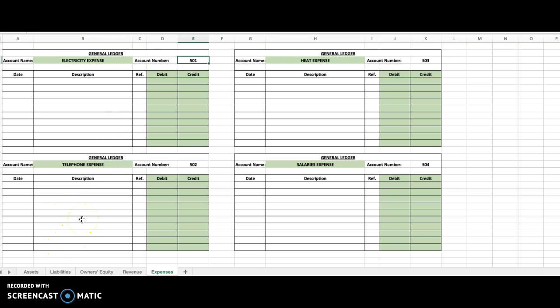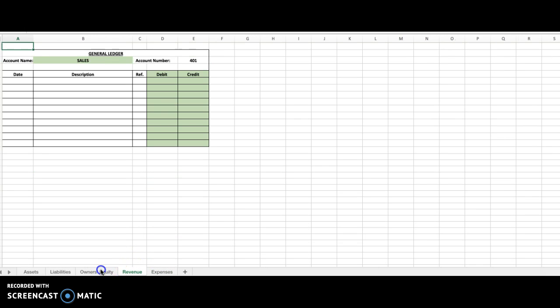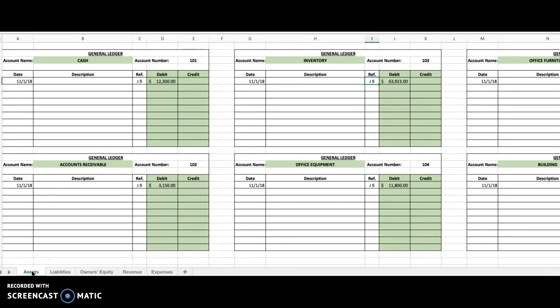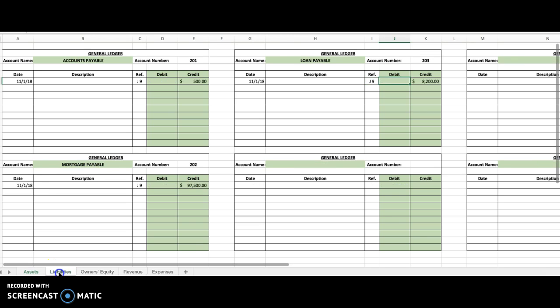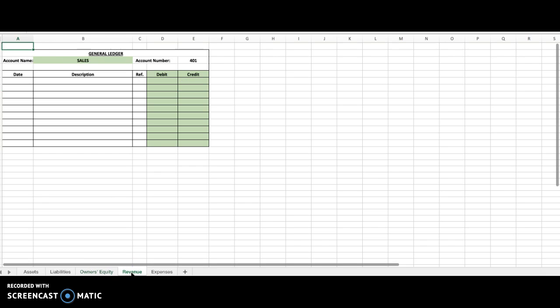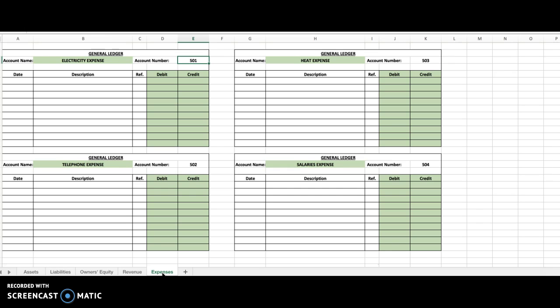So those are what accounts look like. We have expense accounts, we have revenue accounts, owner's equity, liabilities, and assets. Hopefully you remember that the first three kinds of accounts, assets, liabilities, and owner's equity, are the kinds of accounts you would find on a balance sheet. The other accounts, revenue and expenses, would be found on the income statement. And we'll get back to that later.